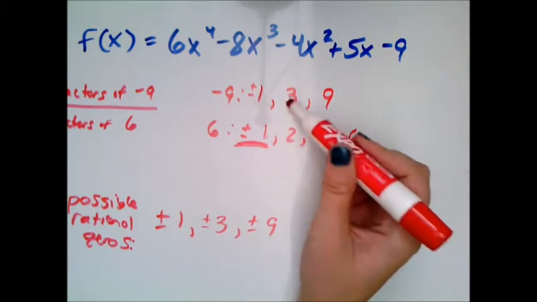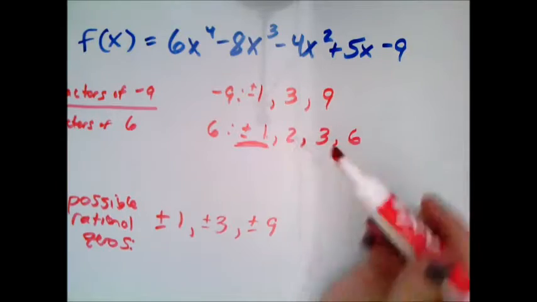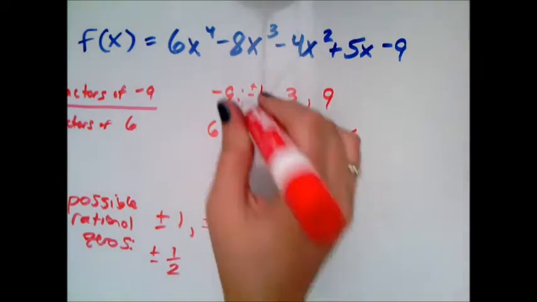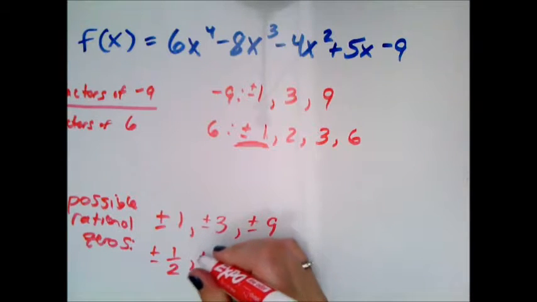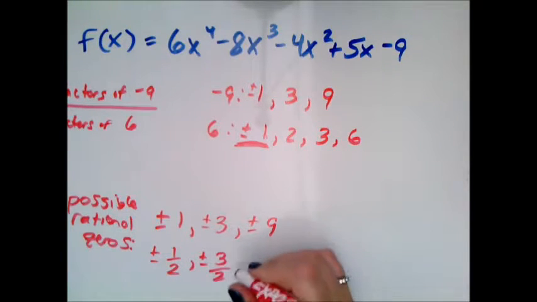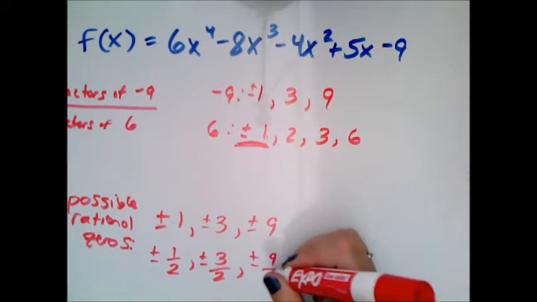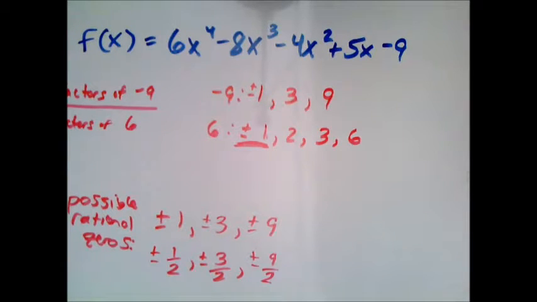We could do 1 over 2, 3 over 2, and 9 over 2. So 1 over 2 is plus or minus 1/2. 3 over 2 is 3 over 2. It doesn't reduce at all as a fraction. And then 9 over 2 is 9/2. So different numbers not on our list already.